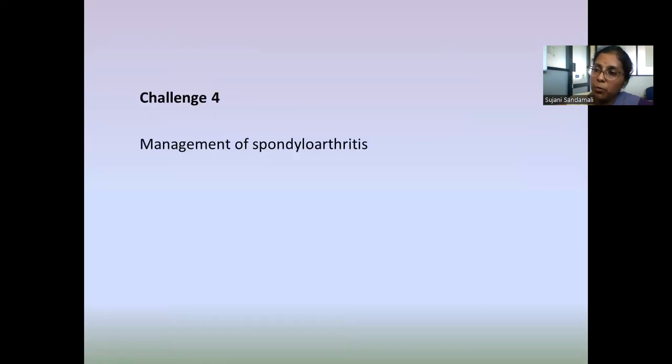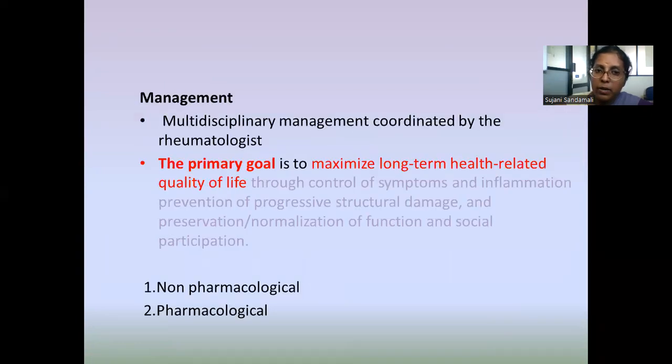So, what is the challenge? Once we diagnose sacroiliitis, the management can be a problem. In the management, multidisciplinary management coordinated by the rheumatologist should be there. And our primary goal is to maximize short-term and long-term health-related quality of life through controlling joint symptoms, inflammation, prevention of progressive structural damage, and preservation or normalization of function and social participation.